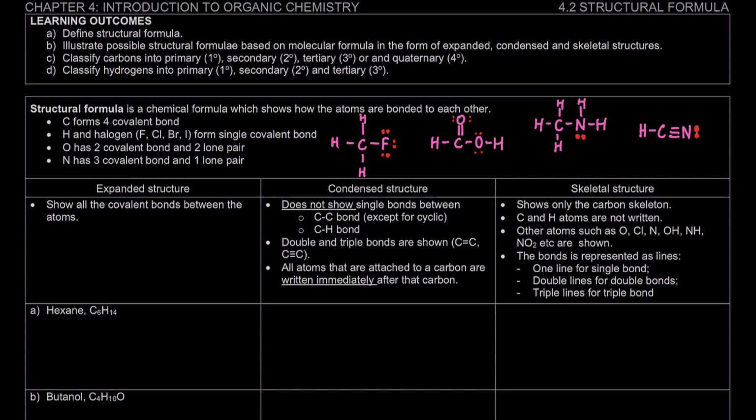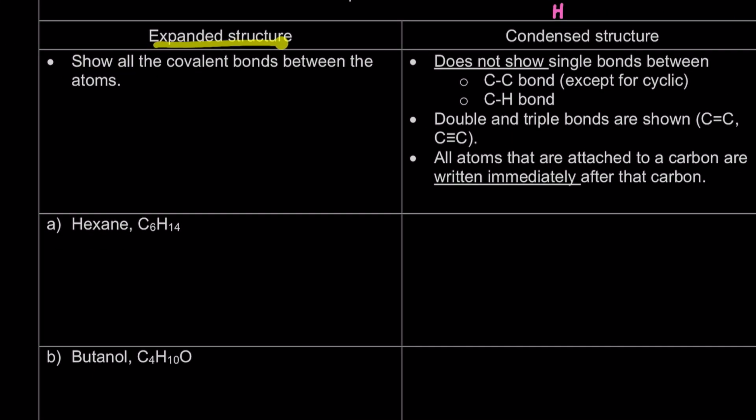The structural formula is divided into 3. We have expanded, we have condensed, and then we have skeletal structure. So let us start with the expanded structure. For example, a hexane. For expanded structure, it will show all the covalent bonds between the atom. So for the hexane, it's actually an alkane which follows CnH2n+2.